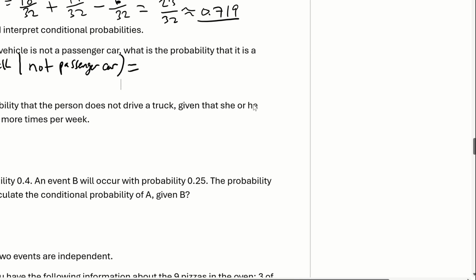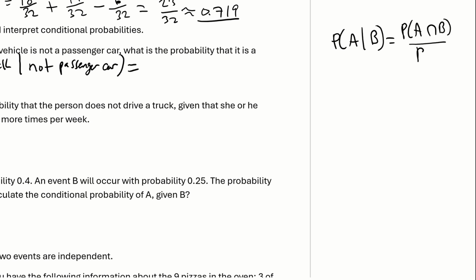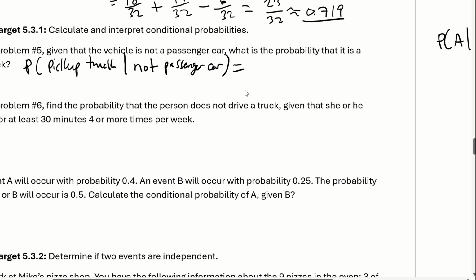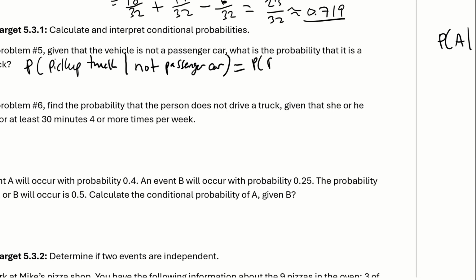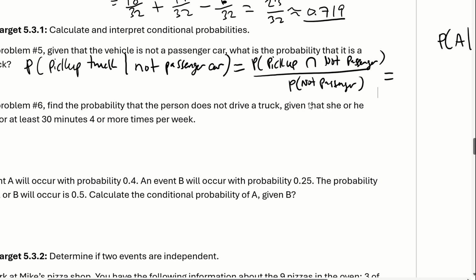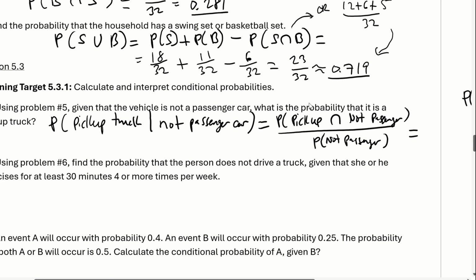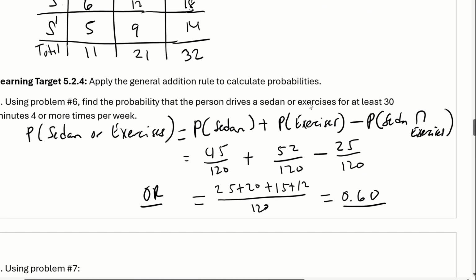So let me write down the formula for conditional. The probability of A given B is equal to the probability of A and B divided by the probability of the given B. Okay, so that's how you calculate that. So we need the probability of pickup truck and not passenger divided by the probability of not passenger. Okay, so let's go back to problem number 5 and see what that probability is.